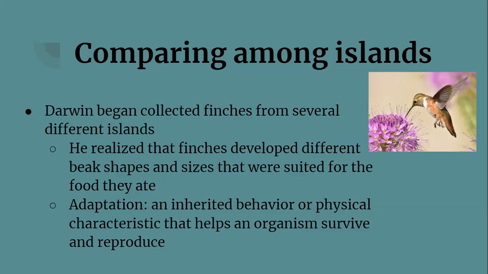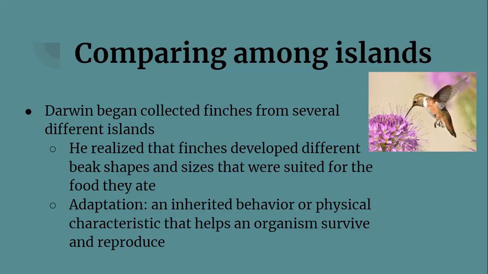Over time, different finches developed different beak types and sizes that were well suited for the food they ate. Beak shape is an example of an adaptation. An adaptation is an inherited behavior or physical characteristic that helps an organism survive and reproduce in its environment. Same thing with the beak: depending on the beak shape, it is going to depend on what they can eat.